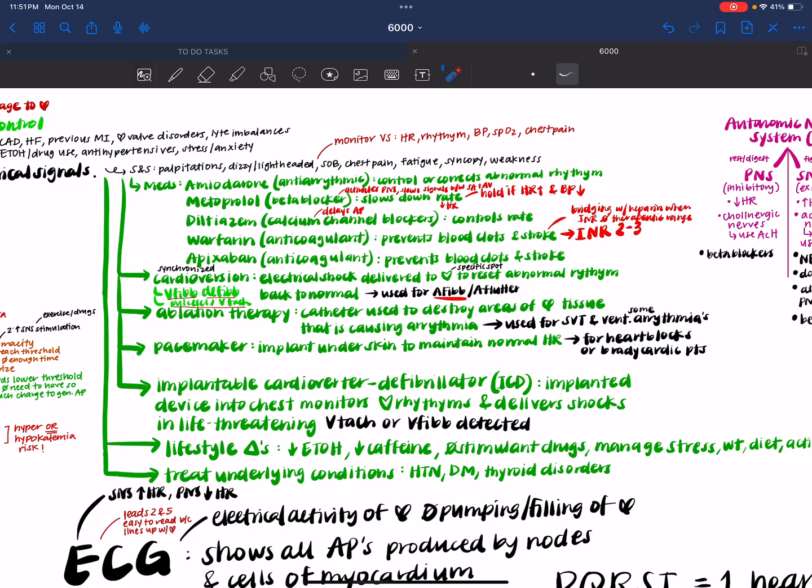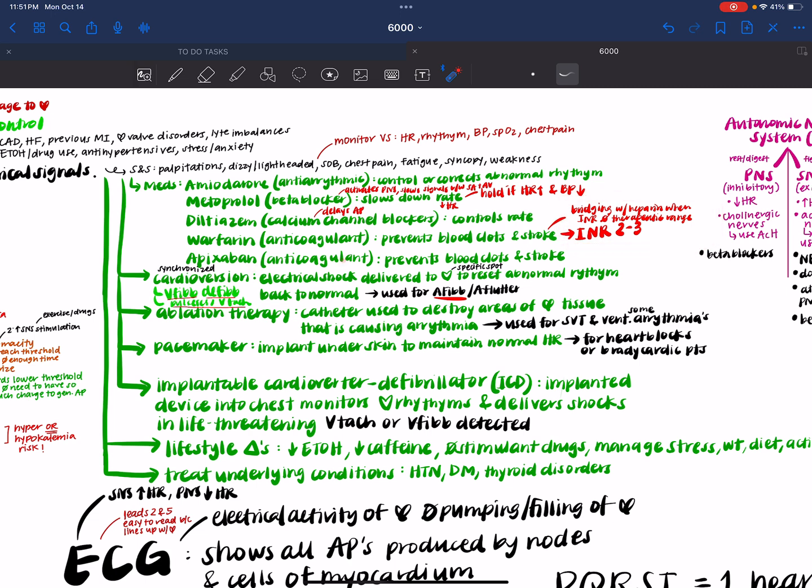Warfarin. So calcium, diltiazem. Warfarin is an anticoagulant, prevents blood clots and strokes. INR has to be 2 to 3. You have to always make sure blood work is done.